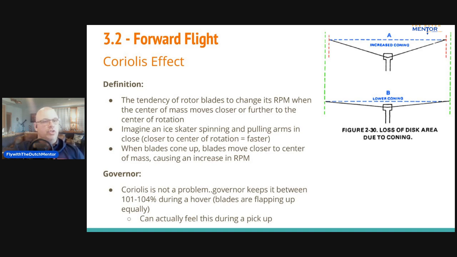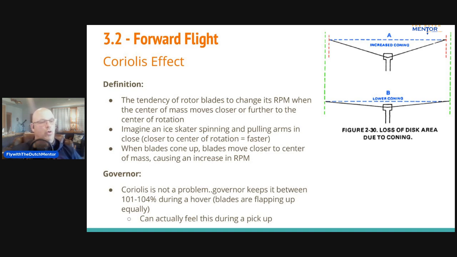The Coriolis effect is the tendency of the rotor blades to change their RPMs when the center of mass moves closer or further from the center of the rotation, right? You can see that if you have increased coning in picture A or lower coning in picture B. So if you have A, it is increasing, and as it stretches out, it elongates, it decreases. So the governor tries to regulate that.